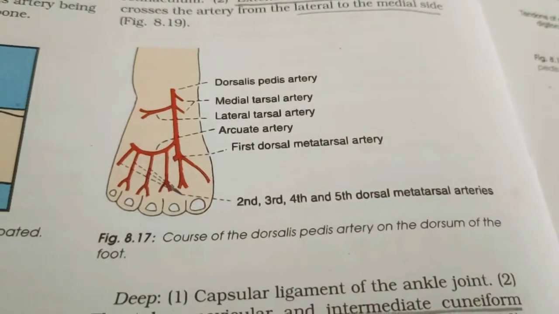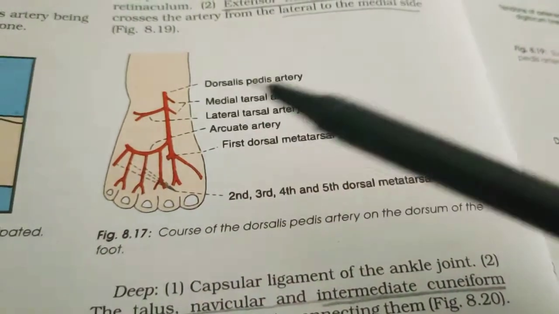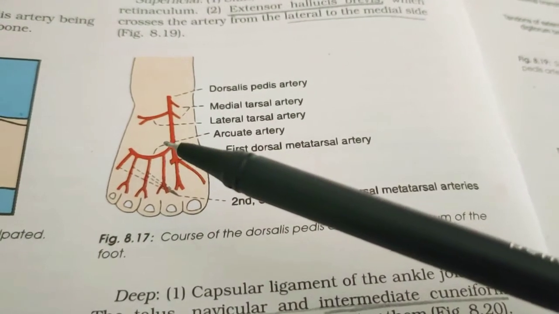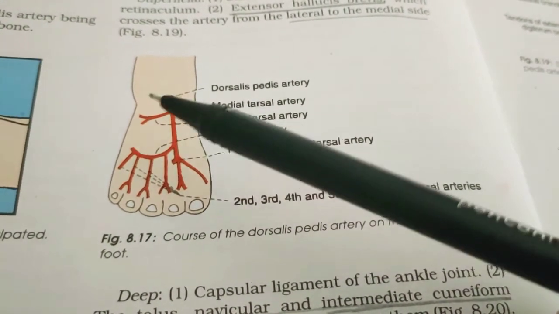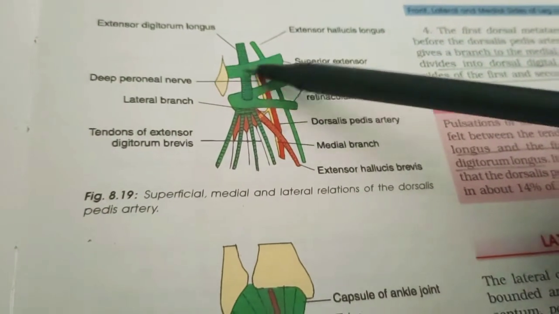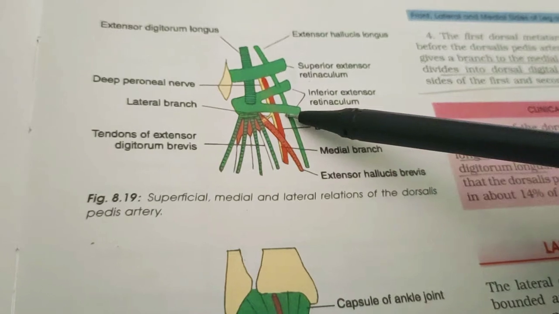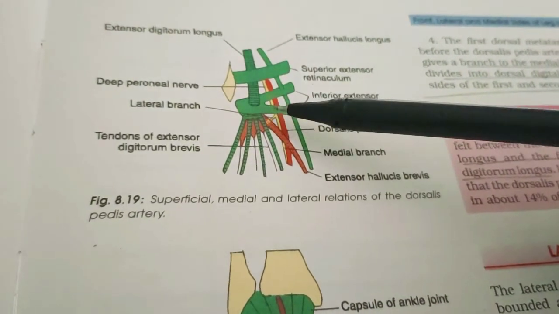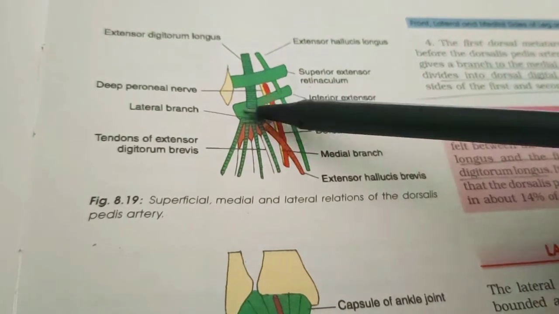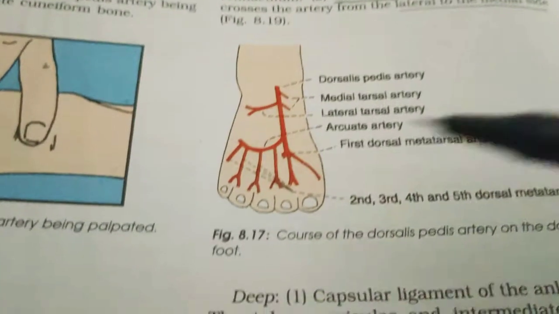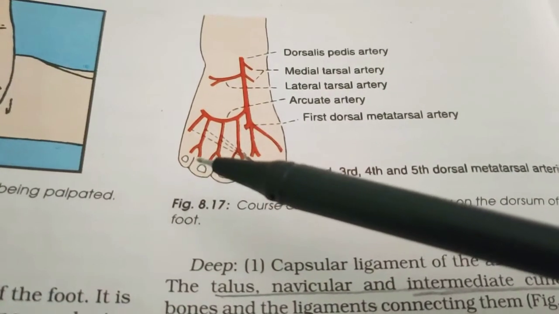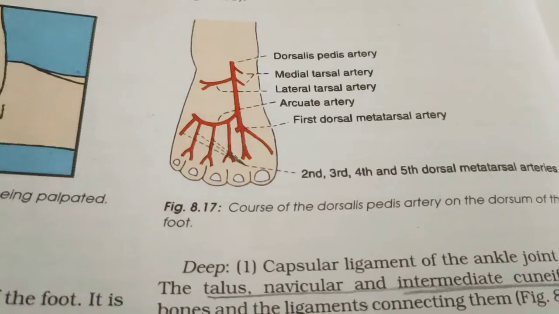Now let us discuss the relations. Superficially, of course, you have the skin, fascia, and next the inferior extensor retinaculum. If you remember, this is the superior extensor retinaculum, and this is the inferior extensor retinaculum. So superficial to the dorsalis pedis artery you will have the inferior extensor retinaculum, and also the extensor hallucis brevis muscle.